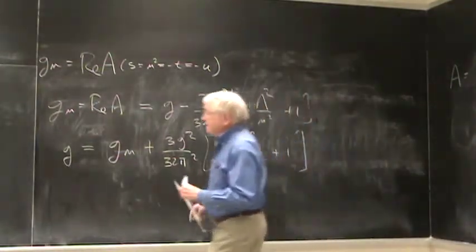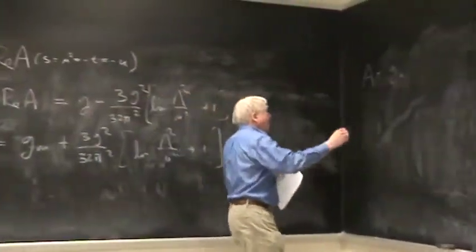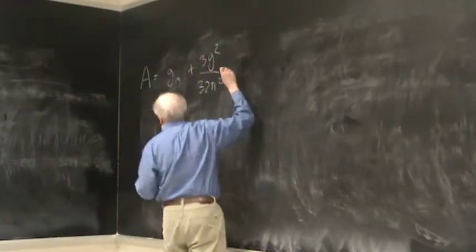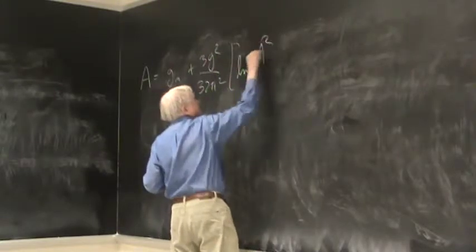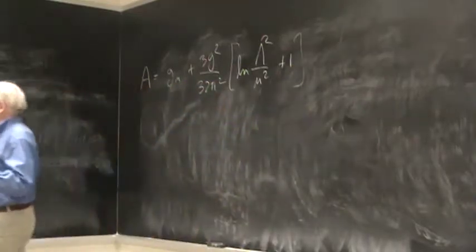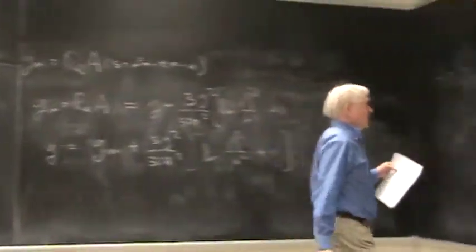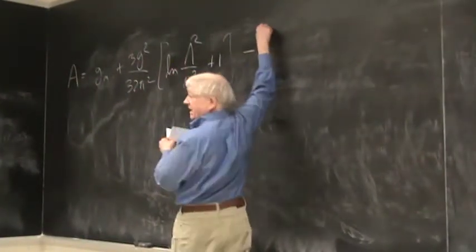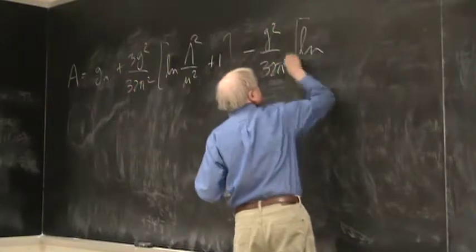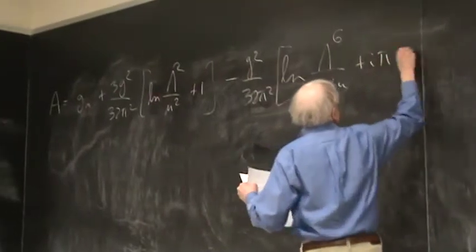So the amplitude is G, and G is G mu plus 3 G squared over 32 pi squared log lambda squared over mu squared plus 1. That's the first term. And then we have minus G squared over 32 pi squared log lambda to the 6th over stu plus i pi plus 3.